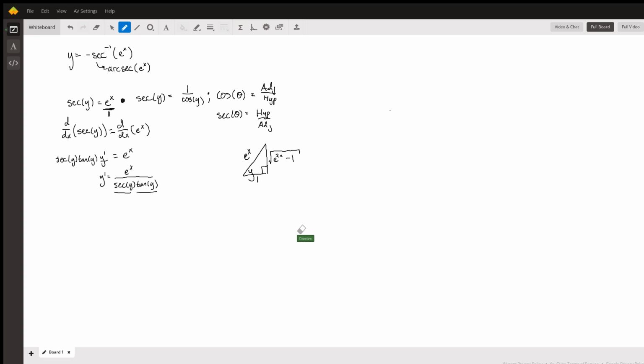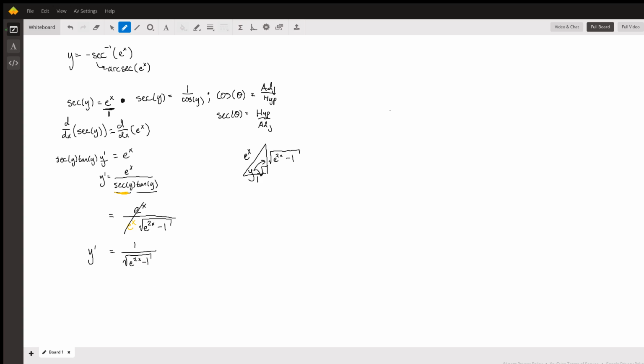Now if we look back at our expression over here, we can see that e to the x is now going to be over the secant of y, which we just agreed, by looking right here, is equal to e to the x. So I'm going to put an e to the x right here. And then the tangent of y is going to be the opposite over the adjacent, which is going to be the square root of e to the 2x minus 1. So these cancel, and we get that y prime is 1 over the square root of e to the 2x minus 1.